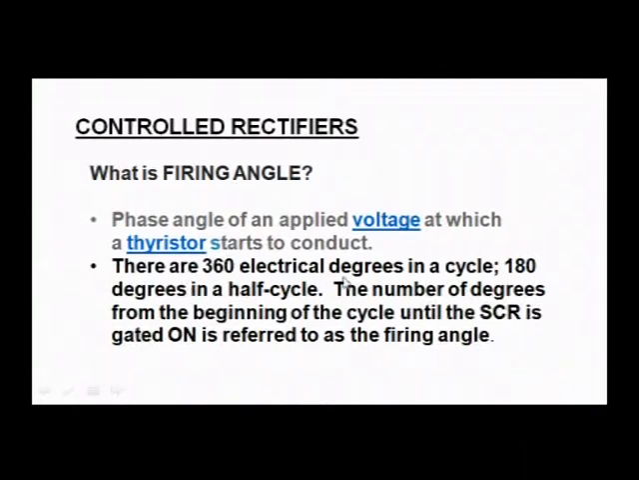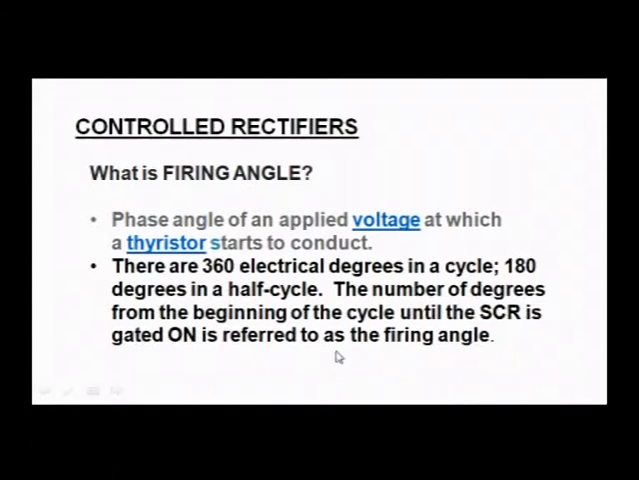So over here very clearly I have written there are 360 electrical degrees in the cycle and 180 degrees in the half cycle. The number of degrees from the beginning of the cycle, that is starting from 0, until the SCR is gated on, when I trigger it on, is referred to as the firing angle. So from the beginning to the moment I give the gate pulse, that is called the firing angle. Please see, it is an angle.